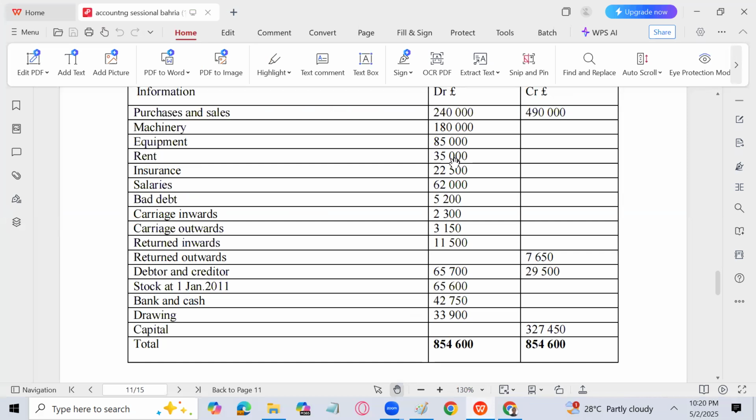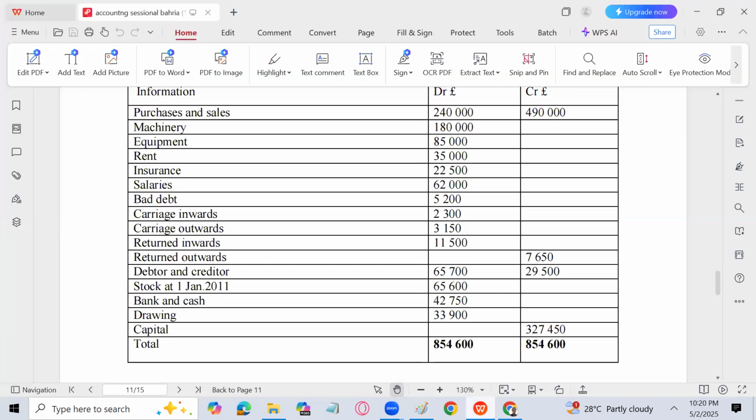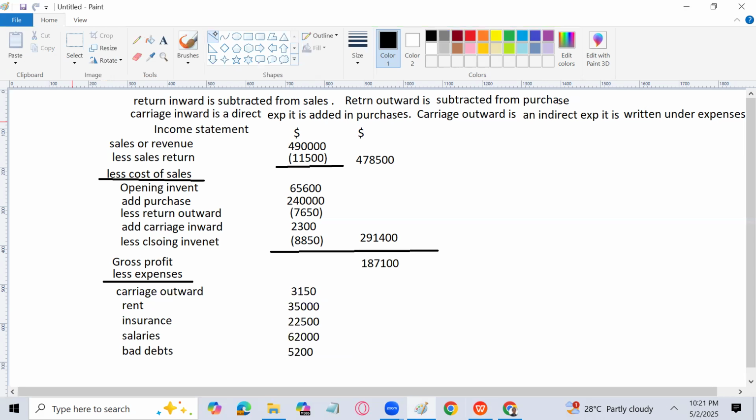So let's see, rent 35,000, insurance 22,500, salary 62,000, and bad debts are 5,200. So rent 35,000, insurance 22,500. Salaries are 62,000 and bad debts are 5,200, if I'm not wrong. Let me check. Yeah. Now I'm going to go for the total of these expenses, and these expenses are subtracted from gross profit to find the profit for the year.